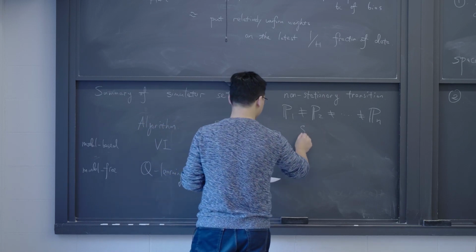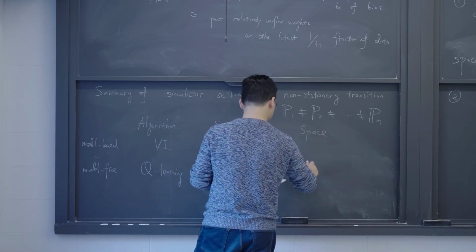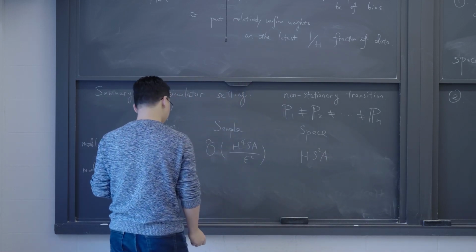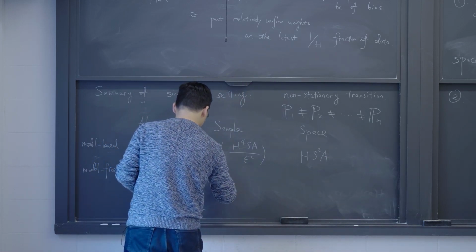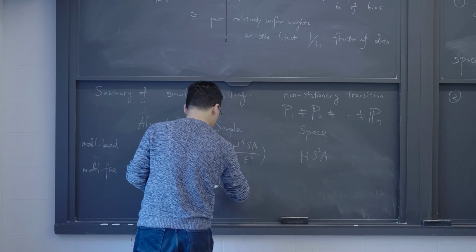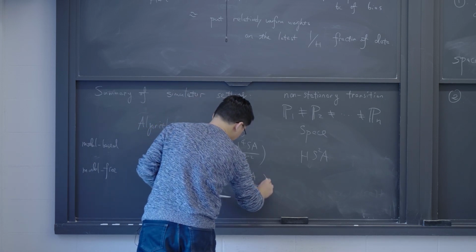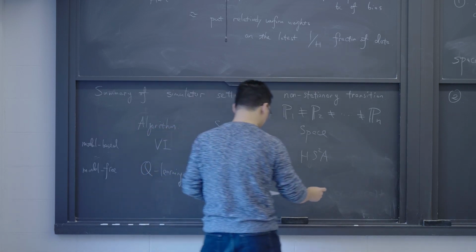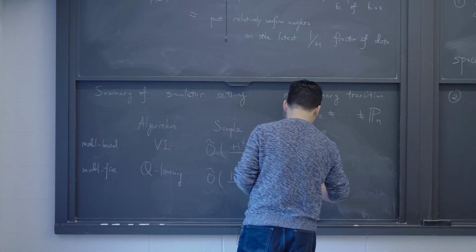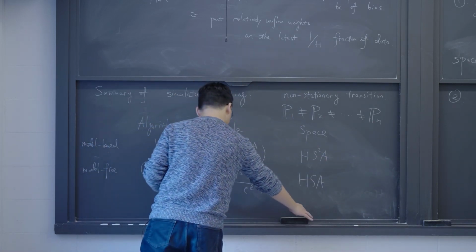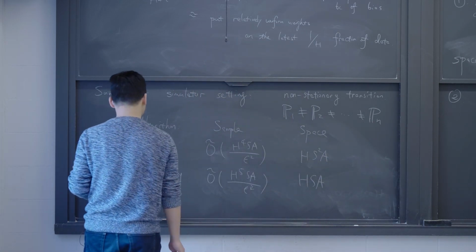And the space, this is H S squared. Well, in terms of Q-learning, our sample complexity is O tilde, H to the fifth, SA over epsilon squared. Slightly worse. While for the space, we can save some by doing model-free, in that we no longer suffer S squared dependency, we only pay S dependency.